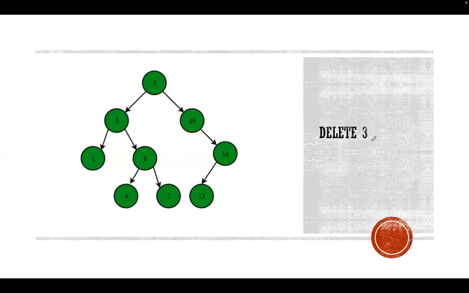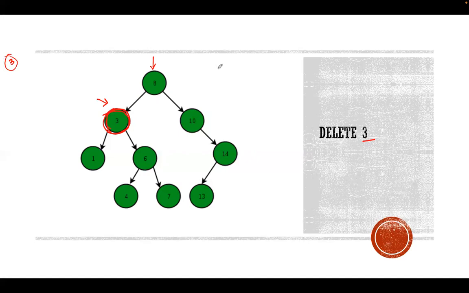Now let's see another example. Here we are trying to delete 3. So how do we find 3? We start from the root. 3 is less than 8, so we are going to go to the left. And here we found node 3. It looks like 3 has two children. So 3 is having two children, and that's actually our option 3.